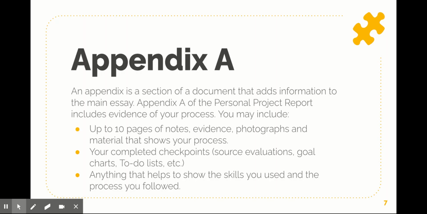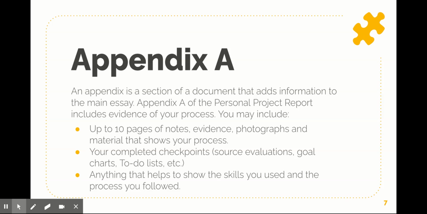In addition to talking about skills throughout your reflection, you need to show evidence of your process. You'll do this in an appendix. An appendix is a section of a document that adds information to the main essay. Appendix A of the personal project report includes evidence of your process.